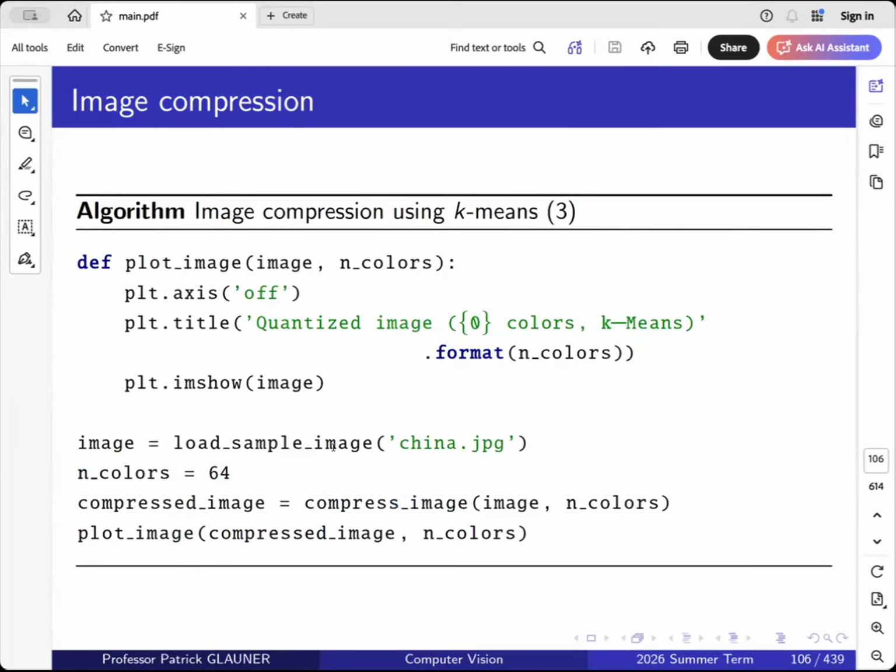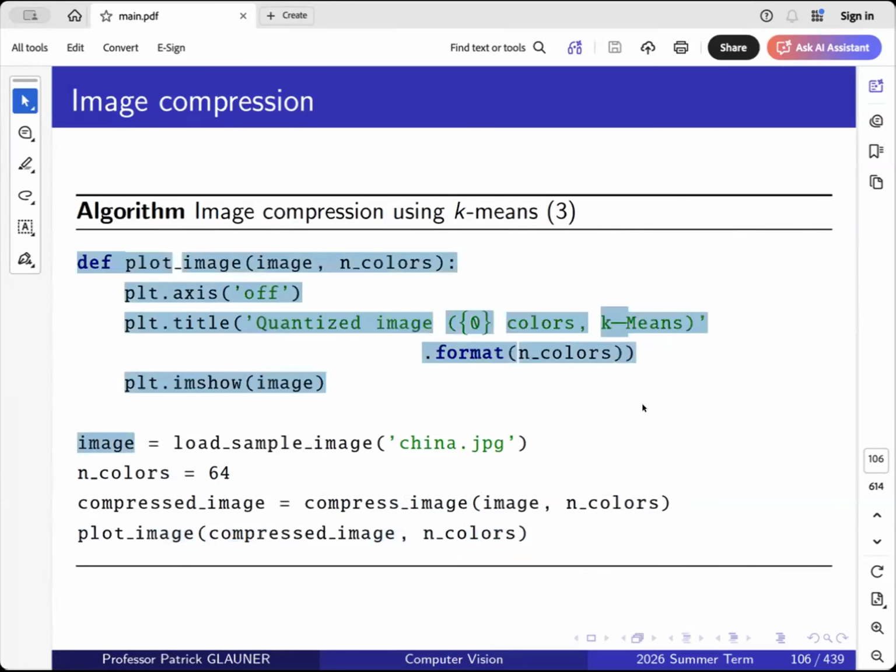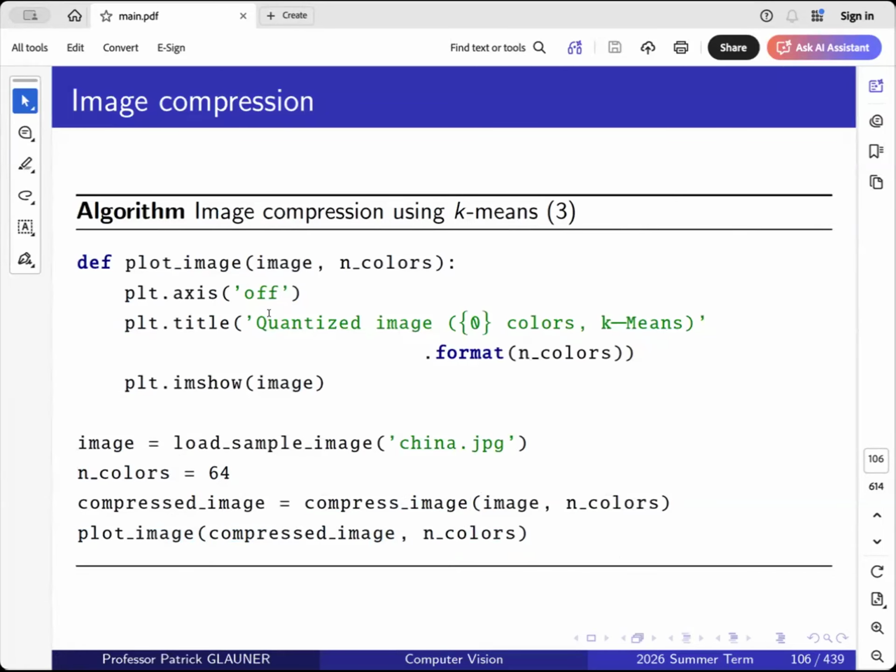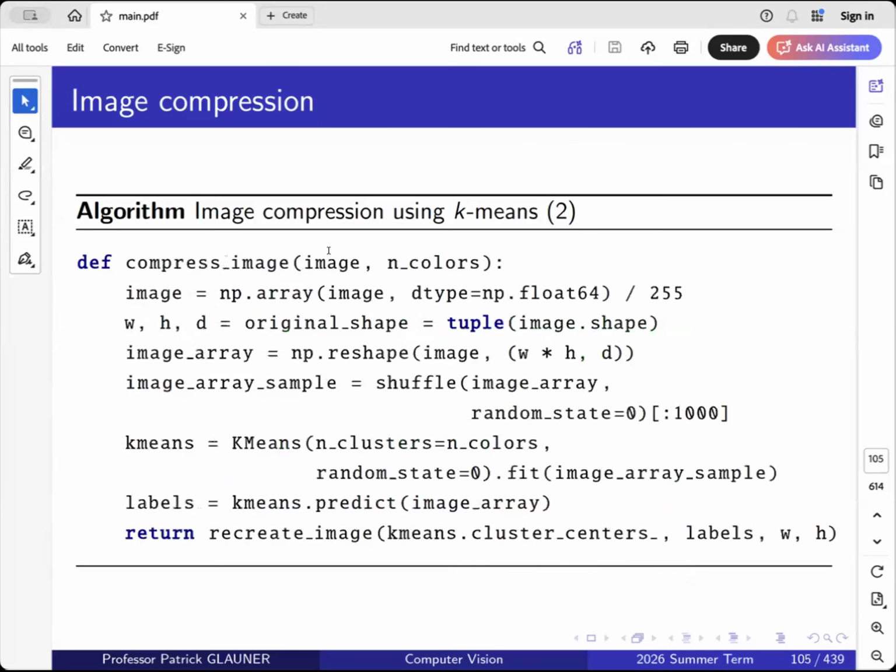We'll see in a moment how this works. And then we will plot the image. For plotting, all we do is use matplotlib. We put the image there with a title and something. Now, the interesting one is the compress image function. It's a helper function, and I pass an image, so the image is passed and the number of colors.